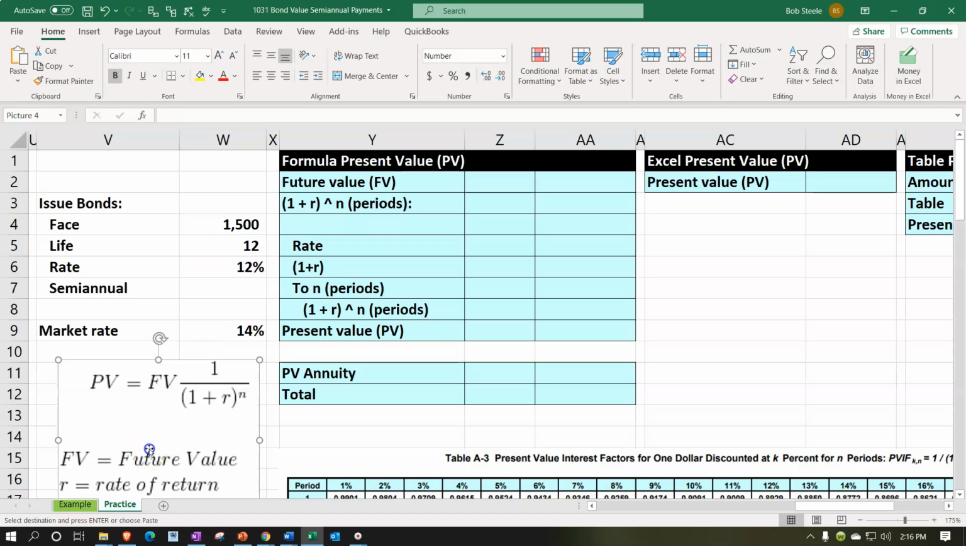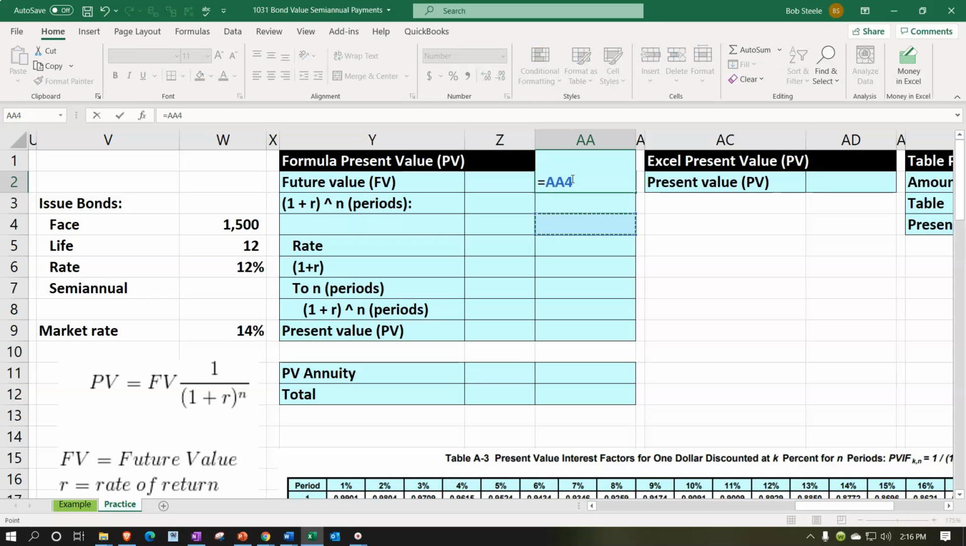So we'll do our calculation here, the present value of the future value, which would be, in this case, the 1,500 over 1 plus R, which is the market rate, which is going to be that 14%. I'm going to say divided by 2. So we have the periods in semi-annual, and then the number of periods, which I'm going to use the 12 years times 2, or 24. Let's go ahead and calculate that out.